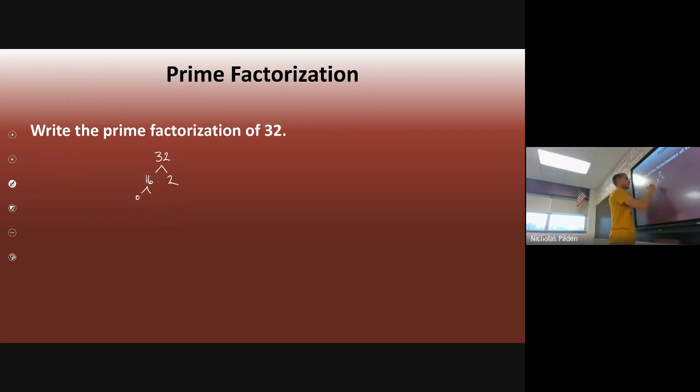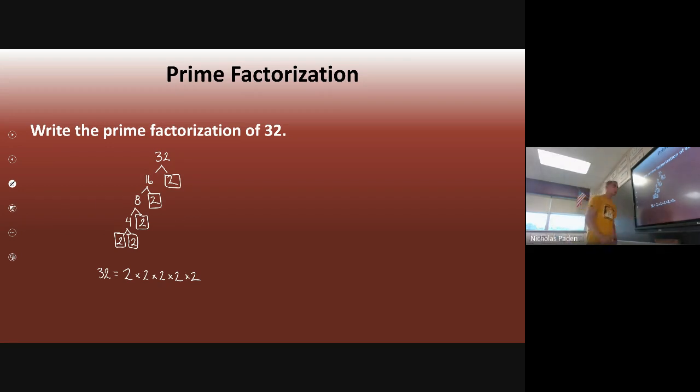16 is 8 times 2. 8 is not a prime number, so 8 is 4 times 2. And then 4 is 2 times 2. So 2 is a prime number, box that in. Come back up here. This 2 is a prime number, can't go any further. This 2 is a prime number. This 2 is a prime number. So all the 2s are boxed in. So notice I have 32 equals 2 times 2 times 2 times 2 times 2.